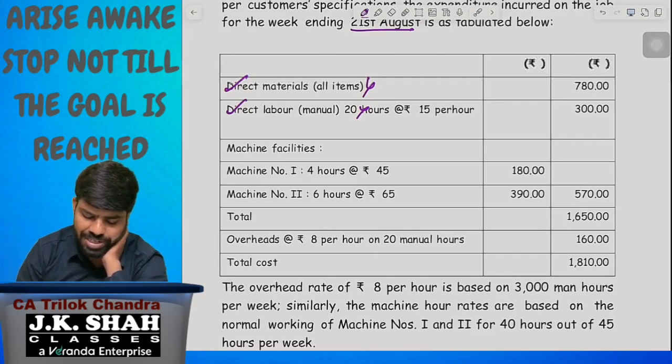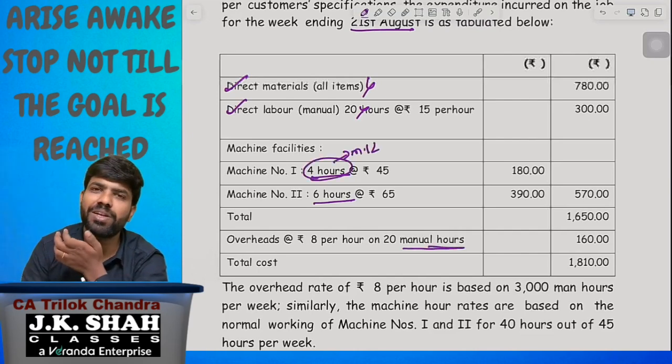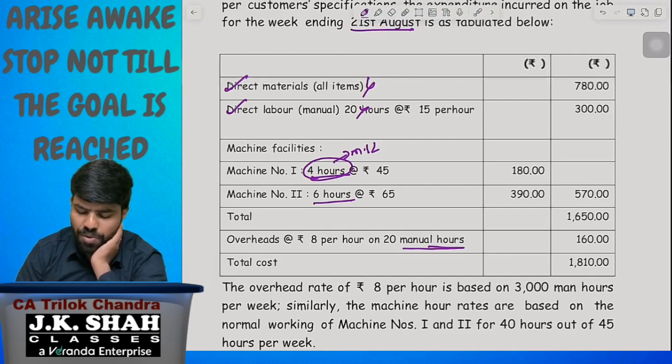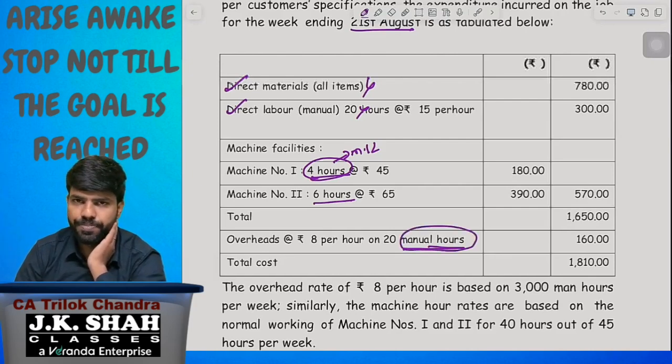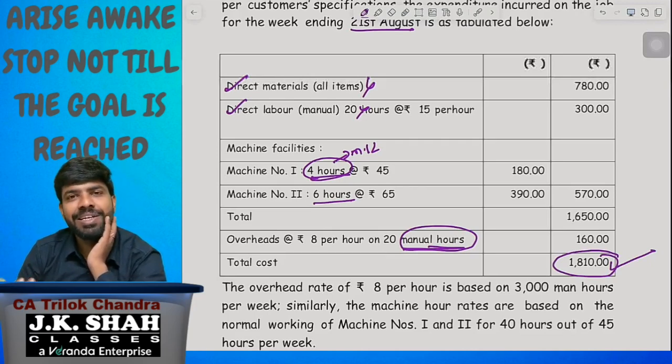Apart from machine 1 and machine 2, there are some other overheads that have been accounted at 8 rupees per hour on a 20 man hour basis. Here also hours, but here they specifically mentioned man hours. What hours might the others be? They mean machine hours, because to charge the machine 1 cost we need to take machine hours, and to charge the machine 2 cost we need to take machine hours of machine 2. When it comes to other overheads, they are accounting based on manual hours. So 8 rupees into 20 manual hours is 160, totally 1810. So the cost sheet is already prepared for the 12 parts production. Understand, the cost sheet is already done.